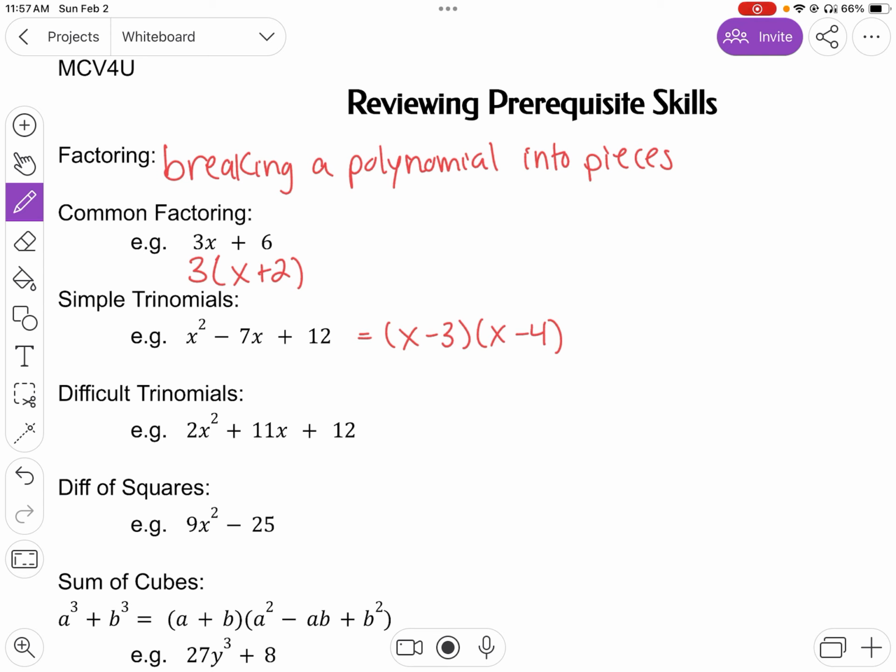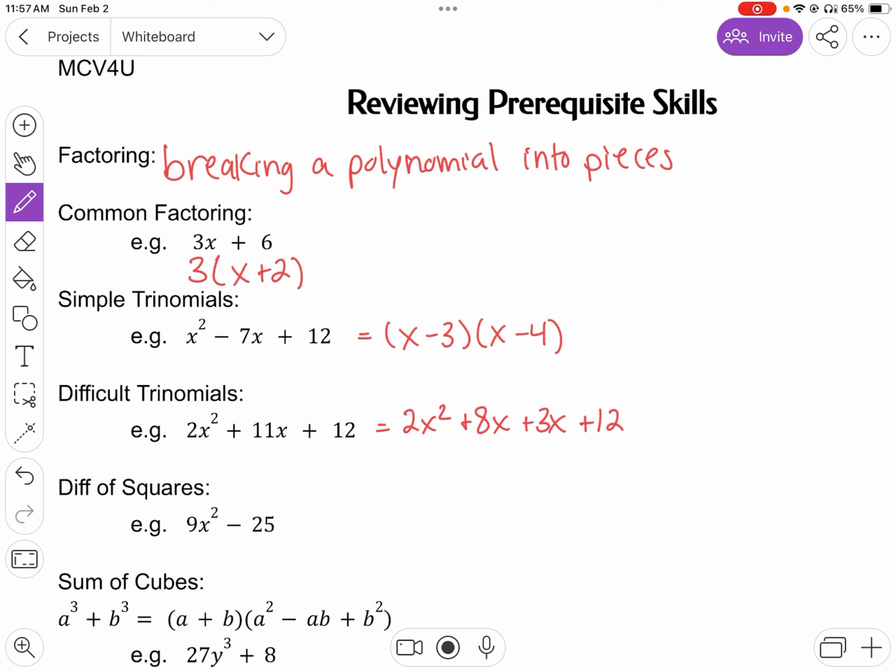And when we find those two numbers, we're actually just breaking up that middle term of 11 into those two numbers. We're decomposing it. So two numbers that multiply to give us 24 and add to give us 11 would be 8 and 3. So we're going to break that 11x into 8x plus 3x. So we've got 2x squared plus 8x plus 3x plus 12.